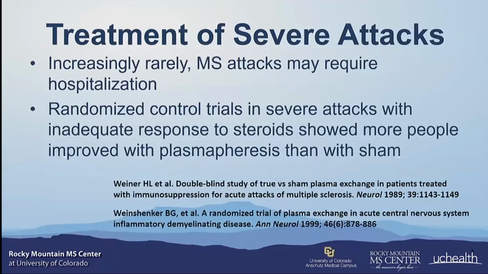And then, fortunately, we have had to hospitalize people for MS exacerbations a lot less commonly than we used to. But still, especially when people have severe attacks, they'll need hospitalization. And there have been randomized controlled trials that I cite here that looked at treating people who may not have had a good response to steroids initially, treating them with plasmapheresis, and randomizing them to that versus a sham procedure. And there seemed to be a benefit with plasmapheresis for these patients who had a more severe attack. So that is still sometimes used, particularly in these more severe attacks.